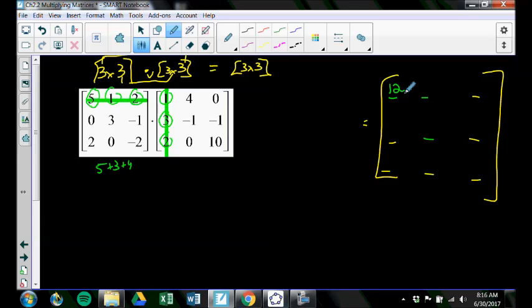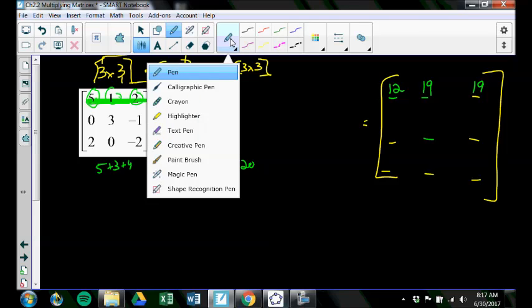So now I'll do top right. No, I'm sorry, that was top middle. I'm a very good counter. Top middle. 5 times 4 is 20. 1 times negative 1 is negative 1. 2 times 0 is 0. I add those up, I get 19. Top middle. Now I'm going to go top right. 5 times 0 is 0. 1 times negative 1 is negative 1. 2 times 10 is 20. Negative 1 plus 20 is 19 also. There is my top right, top middle, and top left. I just did the top row.